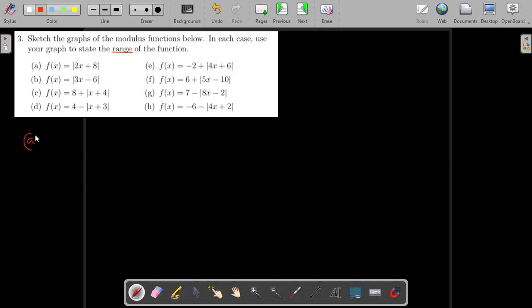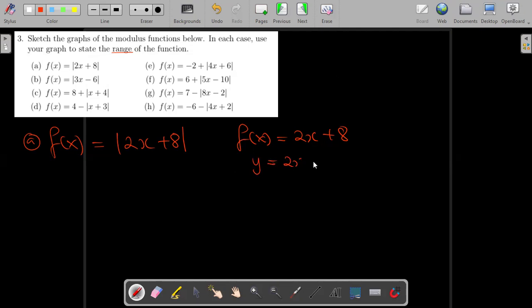Question A gives f of x equals modulus of 2x plus 8, and they're telling you to sketch this graph. So first of all, think of it as the function f of x being equal to just 2x plus 8. How would you sketch that? To sketch it, where our f of x is just y equals 2x plus 8, there are very important points that you will need.